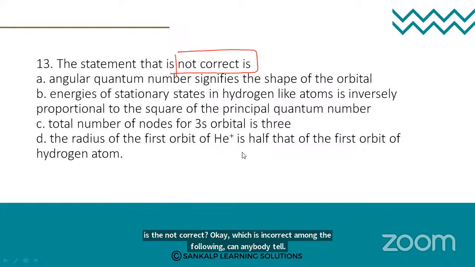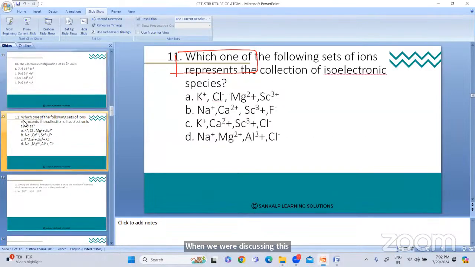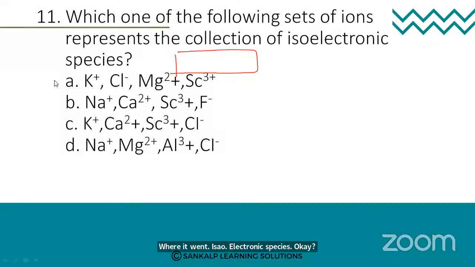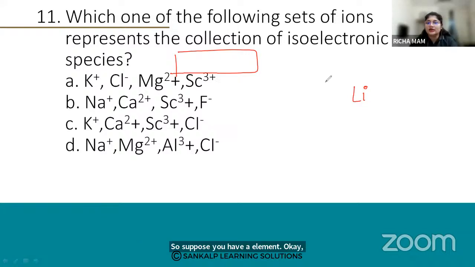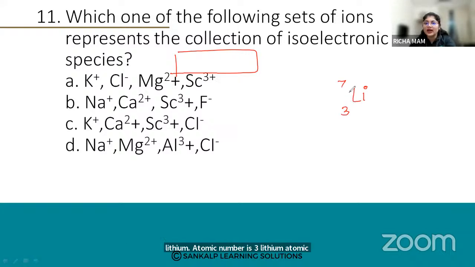Here, when we were discussing this particular question on isoelectronic species, just remember this particular formula. Suppose you have an element, lithium. Lithium's atomic number is 3 and its mass number is 7. This is your atomic number, which is represented by Z.